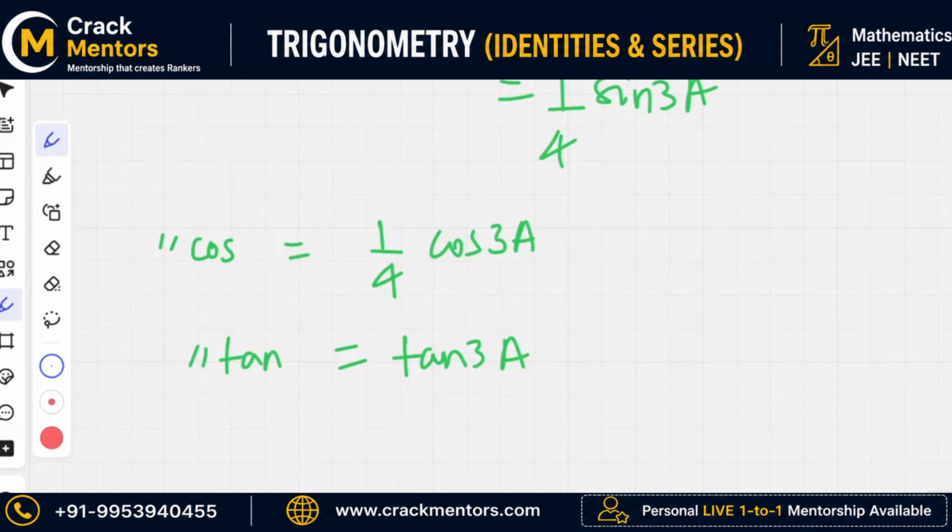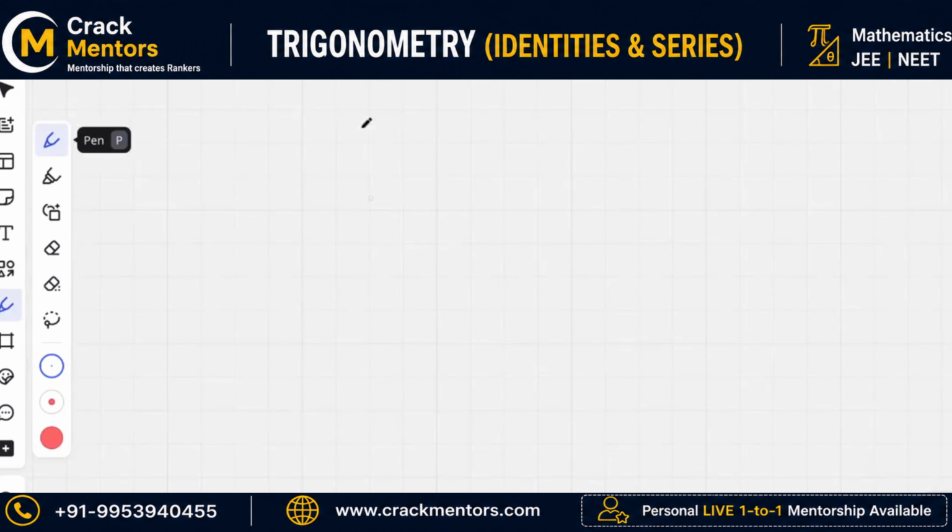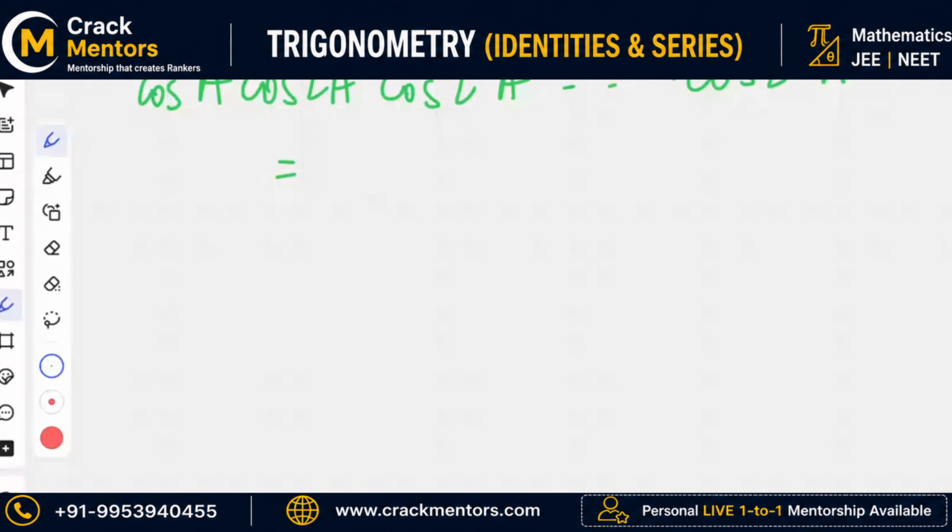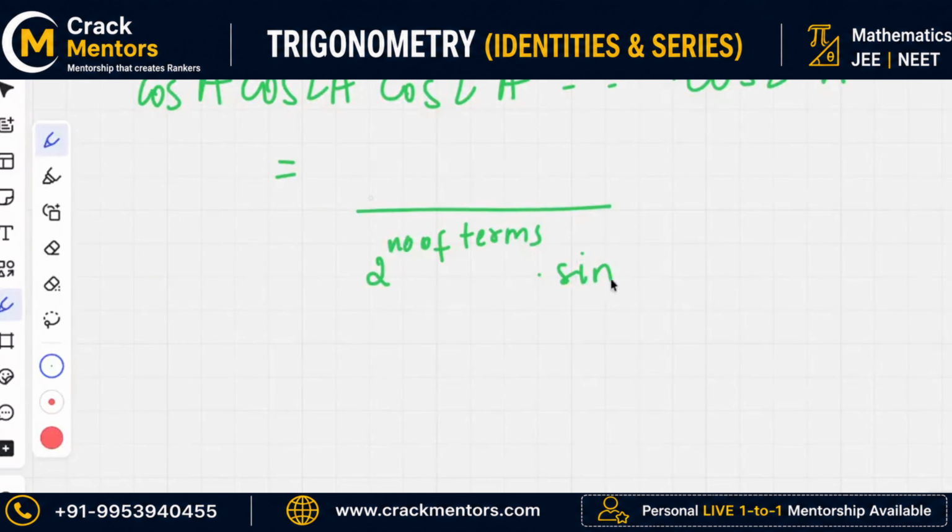Okay, then we have a product series of cos: cos A, cos 2A, cos 2 square A, all the way up to cos 2 power n minus 1 A. And yeah, we have this. So how you can remember is like, the answer is 2 into number of terms, 2 power, sorry, into sine A, sine 2 power n of A.